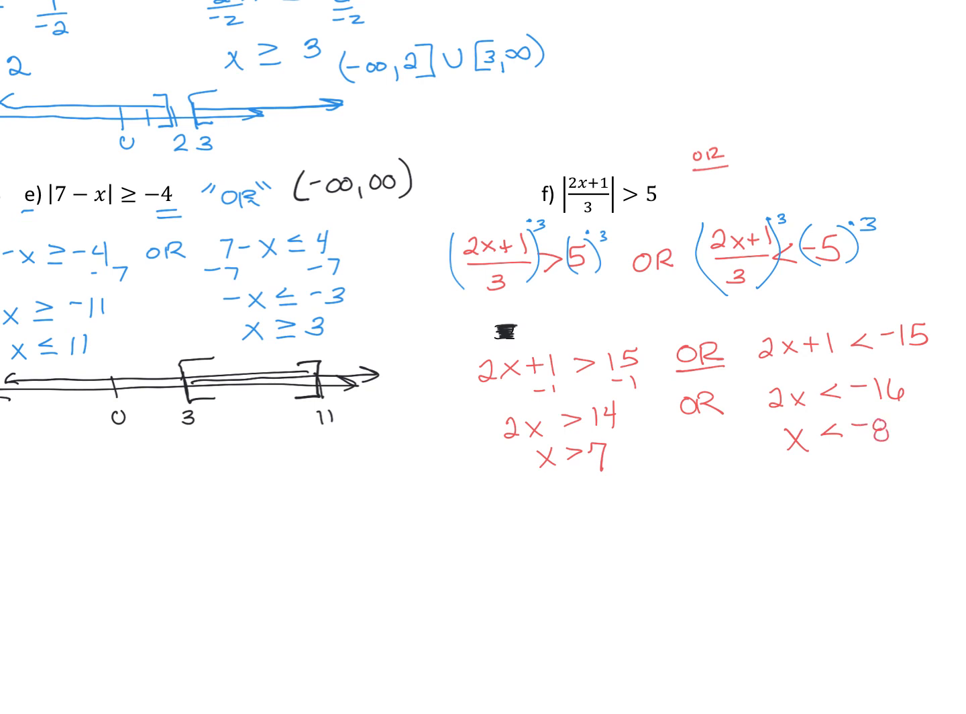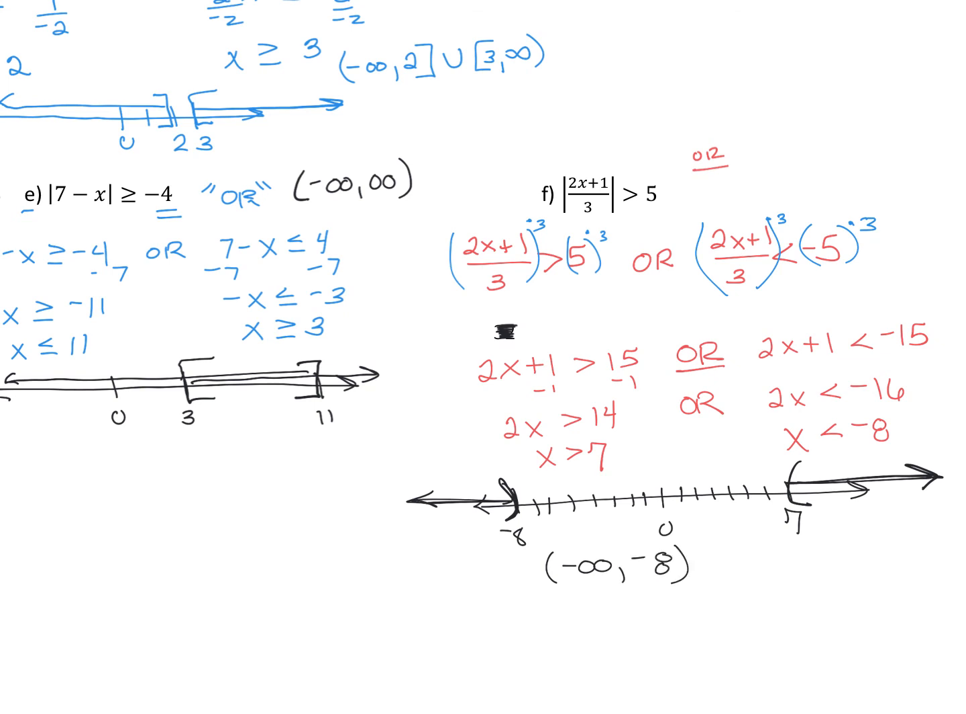So on our number line, we have 0, greater than 7 would look like this, and less than -8 would look like this. And if I look at my number line from left to right, I can do my interval notation, which is -infinity to -8, union 7 to infinity. That concludes this video on absolute value inequalities.